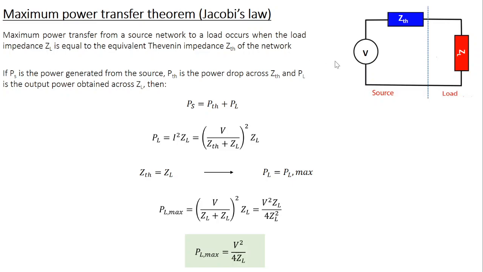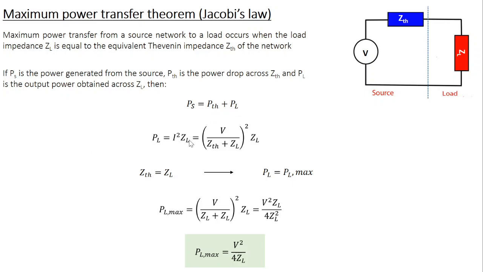Now, if you imagine that PS is the power generated from the source, then, as the diagram indicates, a part of the source power is going to drop across the Thevenin impedance. You call that PTH. And the remaining part is going to drop across the load. You call that PL. So I can write, source power PS equals PTH plus PL.